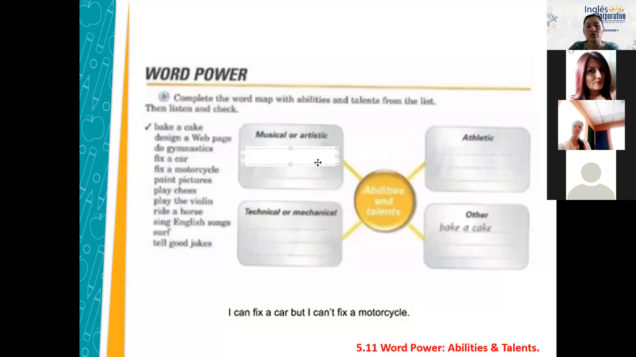Okay, no problem, I'll try to do it. We can have, for example, in musical or artistic, paint pictures, right? We can add play the violin. Let me see, design a web page. Okay, let's leave it like that, just two things, right?